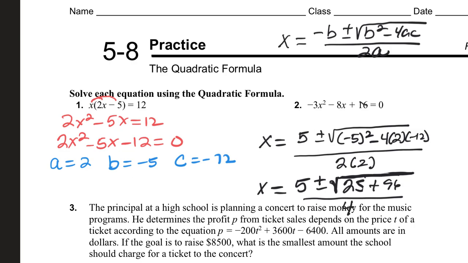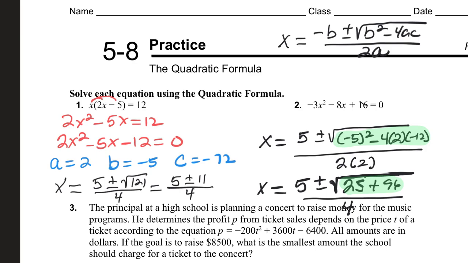So what I did is I went ahead and evaluated everything that was inside the discriminant, or underneath the radical, which is called the discriminant. And so you're going to have to add 25 plus 96. And then we're going to have to get the square root of that value. So what you get is 5 plus or minus the square root of 121. 25 plus 96 gives you 121. The square root of 121 is 11.